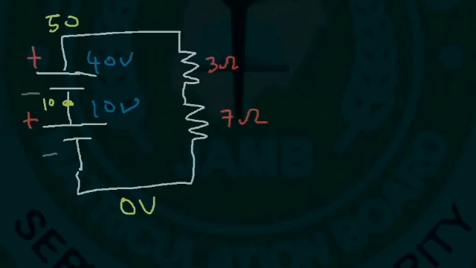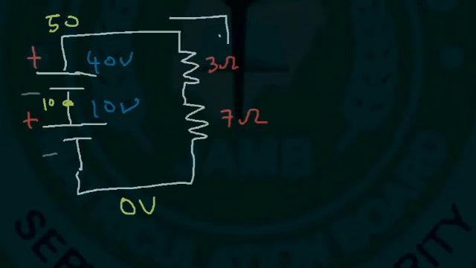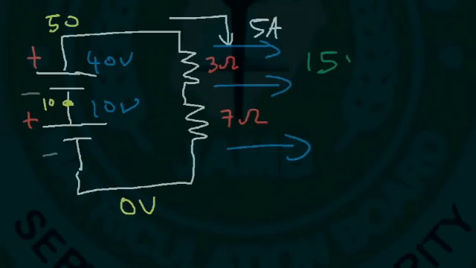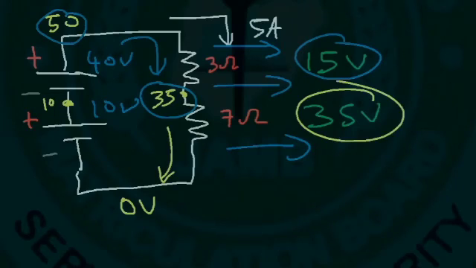So we have 50 volts across an equivalent resistance of 10. So the current that flows through it is 50 divided by 10, which is 5 amps. Therefore the voltage across the 3 ohm resistor is 5 times 3, which is 15 volts. And across the 7 ohm resistor is 5 times 7, that's 35 volts. So the voltage here is 35. If you go from 50 to 35, that's a voltage drop of 15. And if you go from 35 to 0, that's a voltage drop of 35. Now let's say we connect the batteries in a different way.